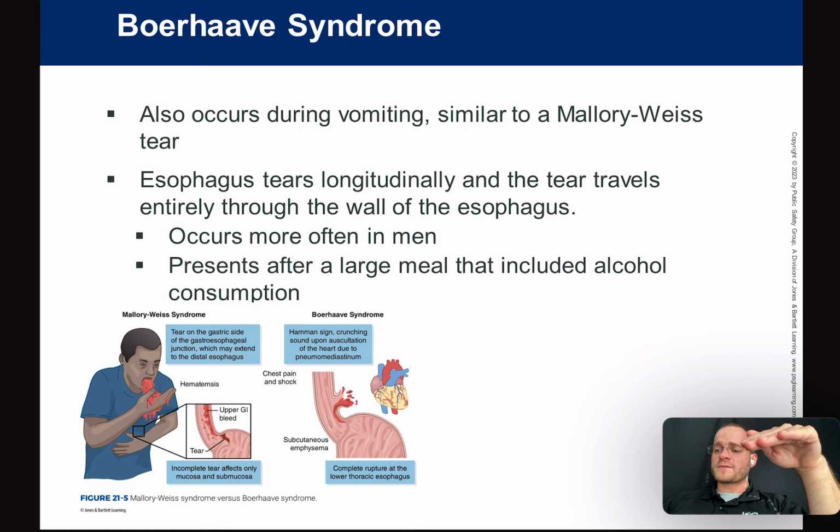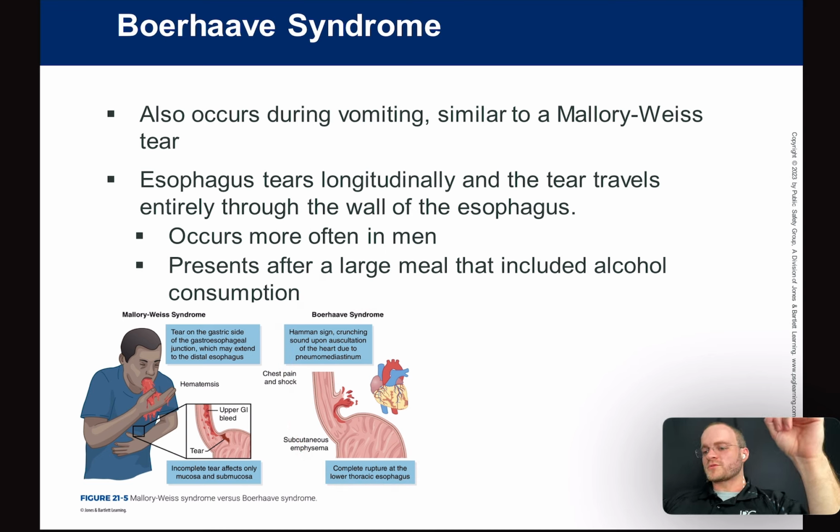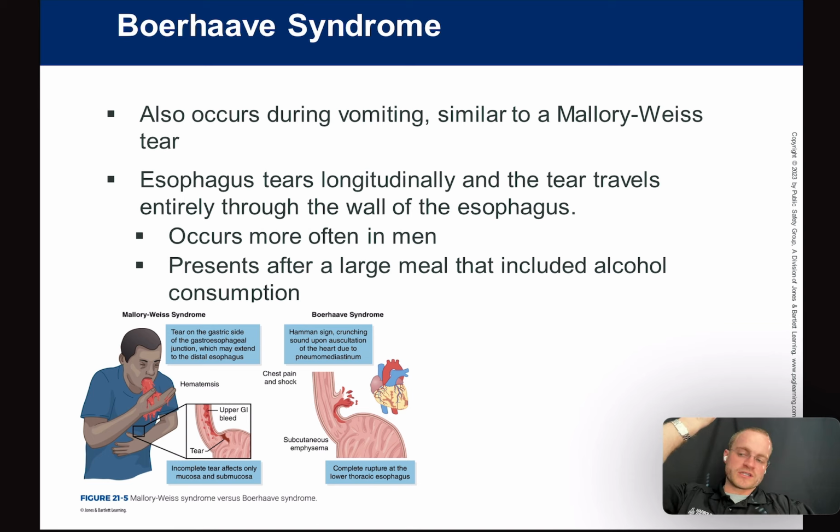So if you have to differentiate between the two, if they tell you someone's vomiting blood and it sounds like they're dying, and they're having extreme pain, Boerhaave syndrome. As opposed to Mallory-Weiss syndrome, they're going to be vomiting blood, but it's usually not as bad. Now, again, I want to point out that Boerhaave syndrome is a longitudinal tear of the esophagus, right? It tears through the entire wall of the esophagus. A longitudinal tear would be like this on me, that's longitudinally. Okay.